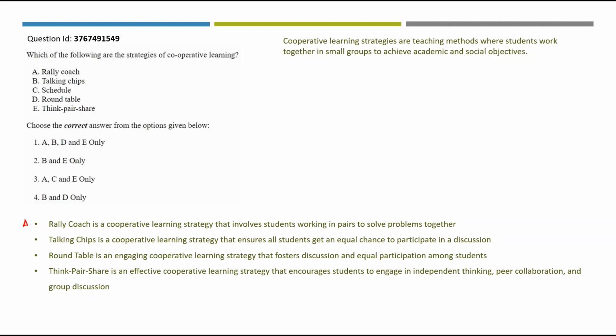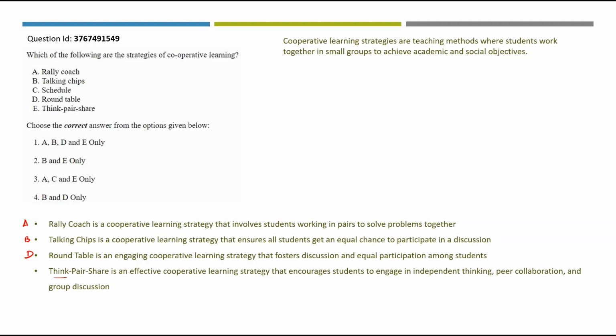Talking Chips is a cooperative learning strategy that ensures all students get an equal chance to participate in a discussion. This is option B. Round Table is an engaging cooperative learning strategy that fosters discussion and equal participation among students. This is option D. Think, Pair, Share is an effective cooperative learning strategy that encourages students to engage in independent thinking, peer collaboration and group discussion.